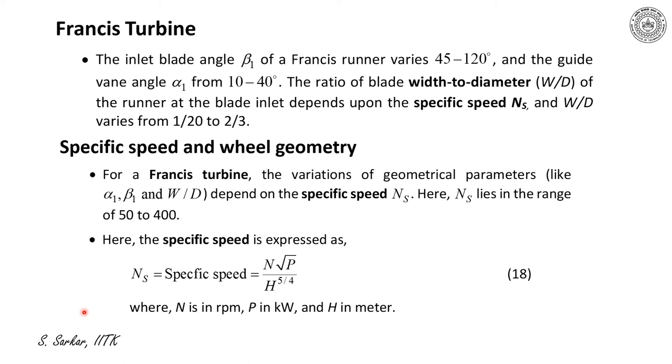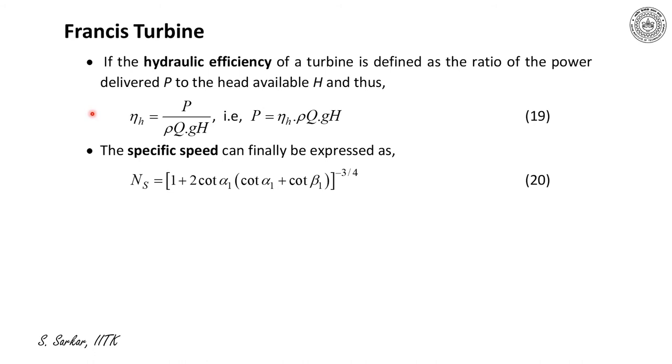and H in meter. If eta H is the hydraulic efficiency of a Francis turbine, while the power delivered is P and head available is H, then eta H can be expressed as P divided by rho Q g into H. And thus P can be expressed as eta H into rho Q g into H, equation number 19. Thus, putting the value of P in the expression of specific speed, one can show that Ns is equal to, within the bracket, 1 plus twice cot alpha, within the bracket, cot alpha plus cot beta, over to the power minus 3 by 4. So this is the expression for specific speed of a Francis turbine in terms of blade angle.